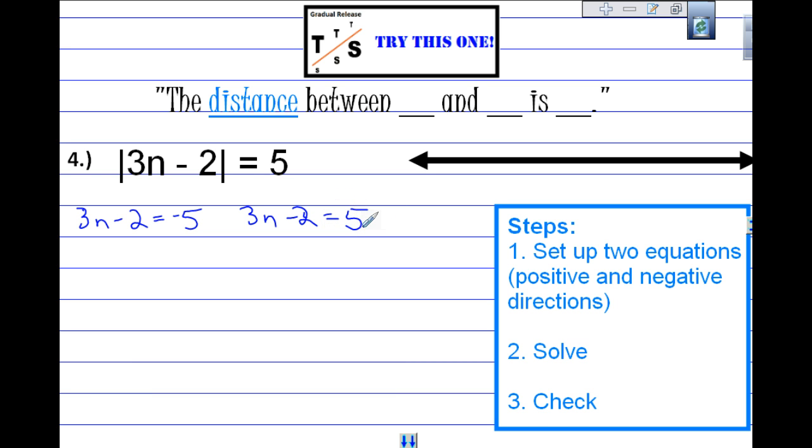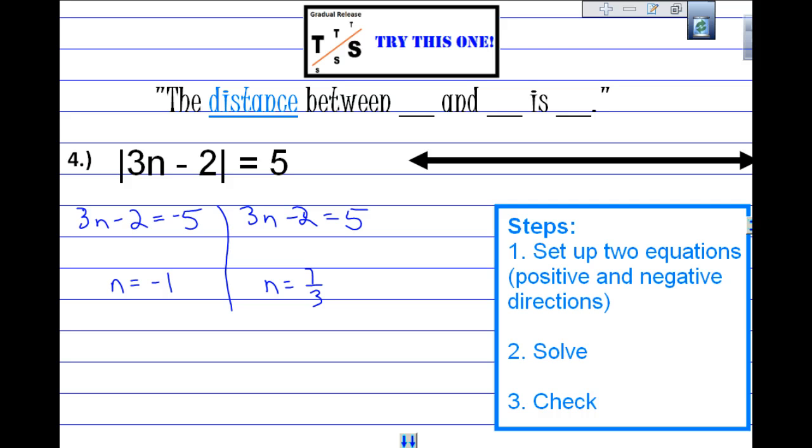Notice how they gave me these reversed, like I have positive 5 over here, negative 5 over here. It doesn't matter. Solve both of these: add 2 to both sides, divide by 3, and you get an answer of negative 1. And over here you get an answer of 7 over 3. Negative 1, right? Add 2 to both sides. Negative 5 plus 2 is negative 3. Negative 3 divided by 3 is negative 1.